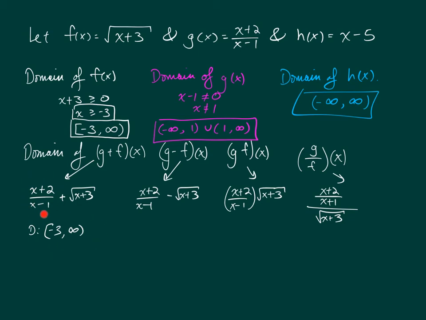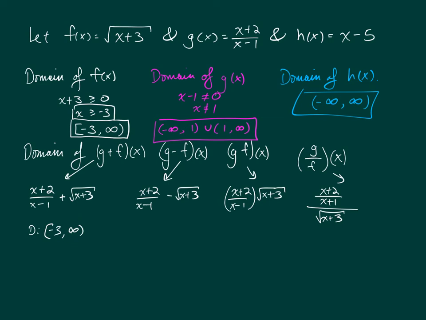Right? We found the domain of this rational expression over here. It can be anything except the number 1. Well, if you combine those two ideas together, you can be -3 or bigger, but you're not allowed to be 1. Well, that's going to change the domain a little bit.